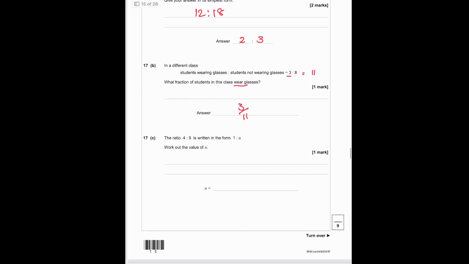The ratio 4 to 9 is written in the form 1 to n. So 4 to 9, this has to become a 1, so we are dividing by 4. 9 divided by 4, I'm just going to write that as 9 over 4.